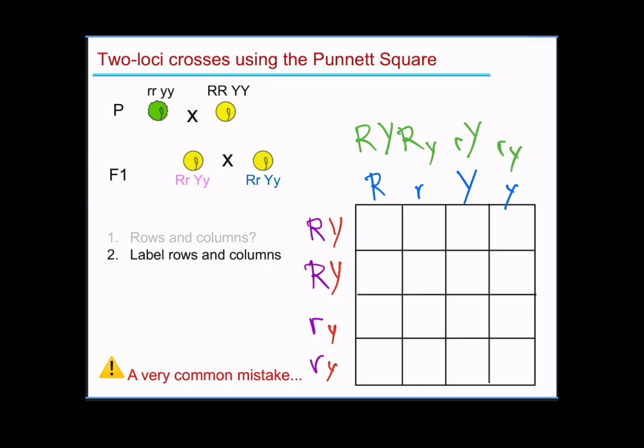And because both parents are dihybrid, this is a true dihybrid cross, then we know that in the rows it is going to be the same thing. So I'm going to erase some of this.